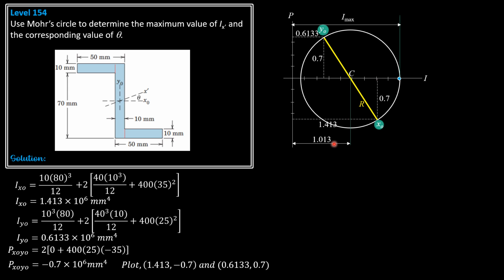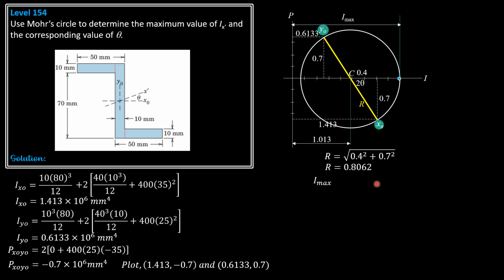This is 1.013 minus... 1.413 minus 1.013, so 0.4. Then we can compute the radius. This is 2 theta, so from the xo-axis counterclockwise to locate x prime, or the u-axis. So that's 2 theta. R is equal to square root of 0.4 square plus 0.7 square. So the radius of the Mohr circle is 0.8062 times 10 to the 6.